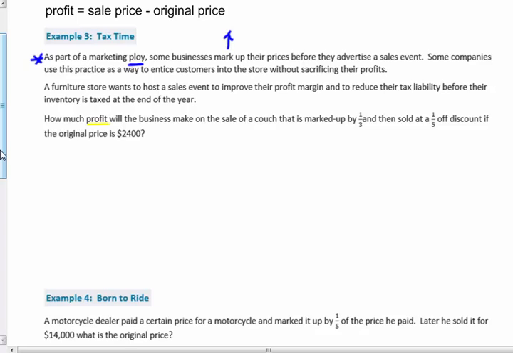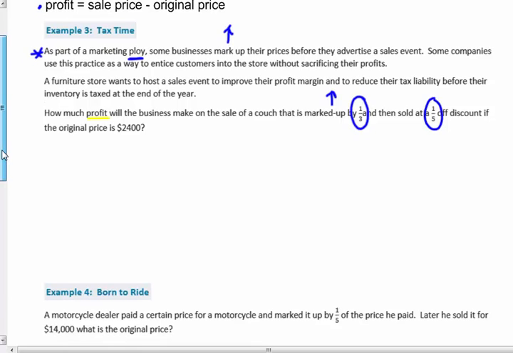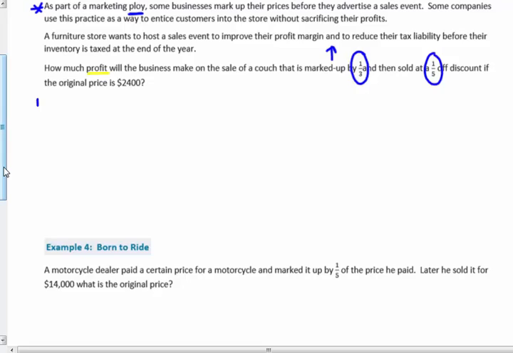So how much profit, remember, sale price minus original price, will the business make on the sale of a couch that is marked up by 1/3, so it's increased by 1/3, and then the next day sold at 1/5 off? Okay, there's a couple steps here. If the original price is $2,400, I'm going to do this in steps. To figure out the markup, they're increasing the price.